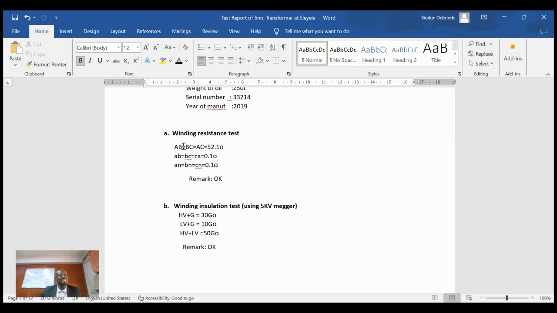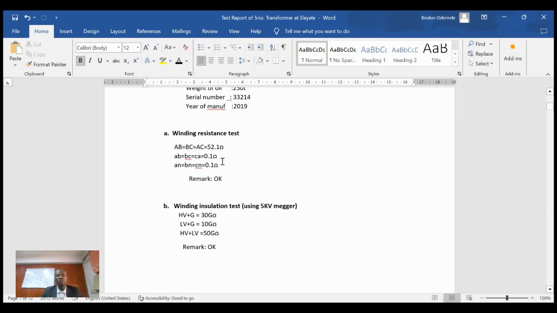Now the analysis. As we know, the transformer is three phase and each phase has its own coil separately. Internally, these coils are connected together. The red is connected with the blue and the yellow, and the blue is connected with the yellow, and these three coils are joined together internally. So there must be continuity between red and yellow, between yellow and blue, and between red and blue.